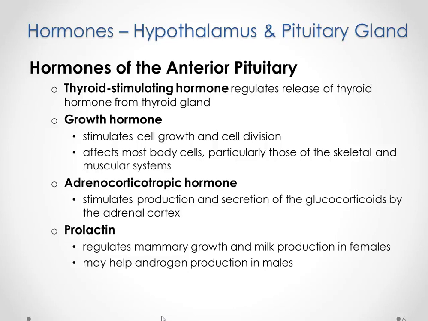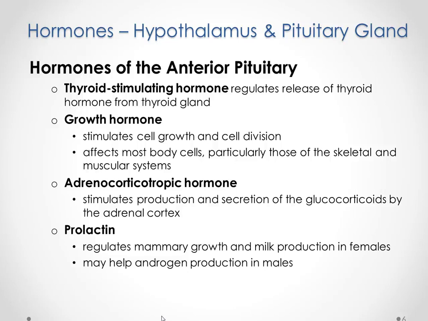It does produce several different types of hormones that are going to affect other organs. The first one we're going to see is the thyroid stimulating hormone. This is pretty plain and simple. The name of this hormone is telling you what it's doing. It's stimulating the thyroid. It's telling the thyroid gland to release its hormones. That's all it's doing.